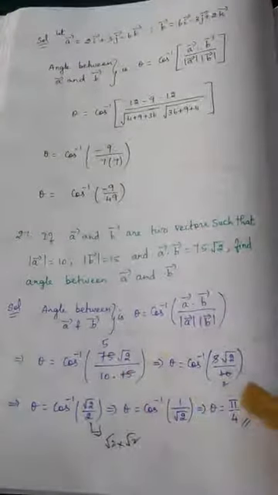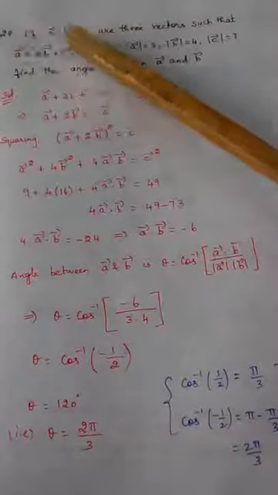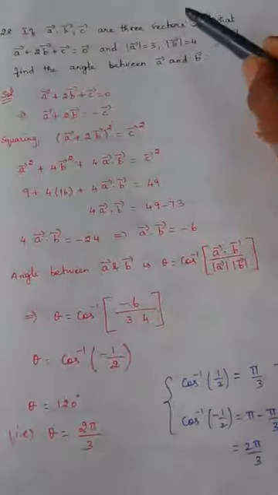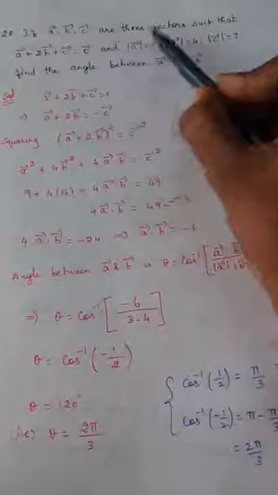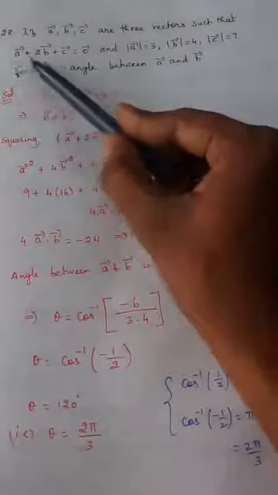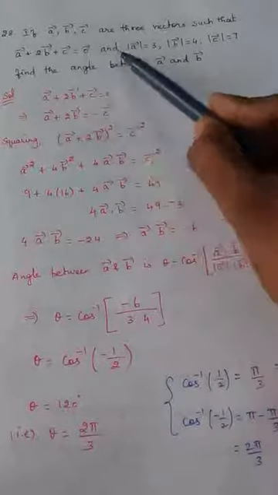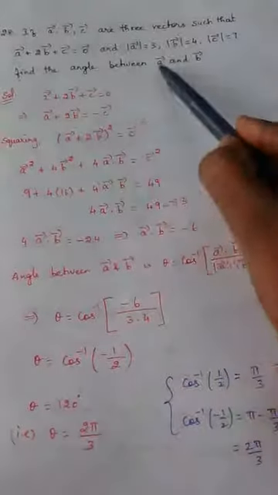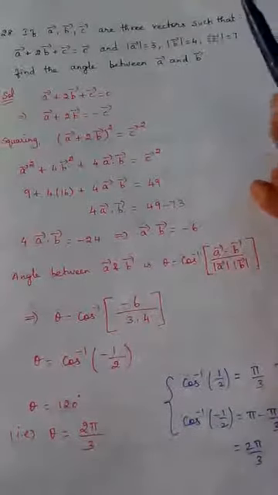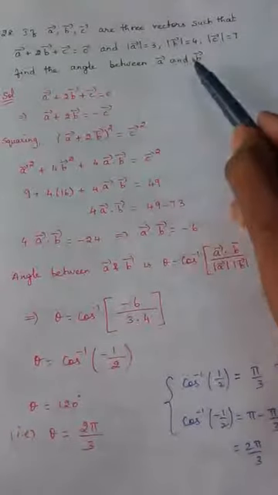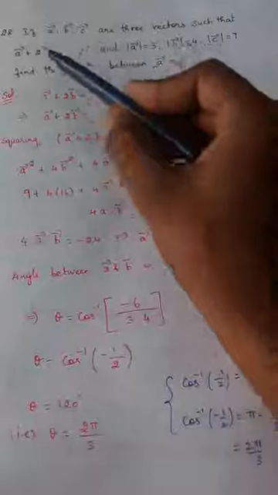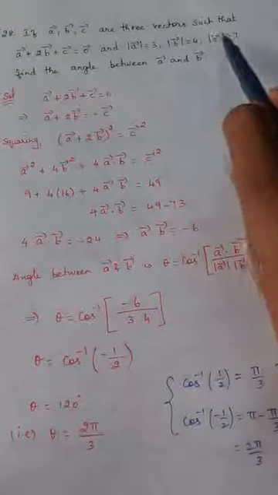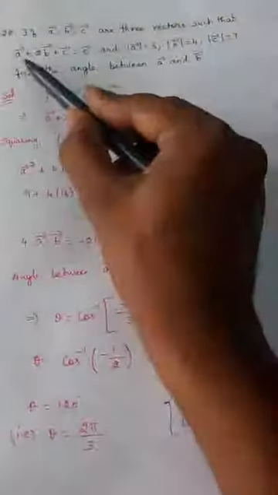Moving on to the next sum, problem number 28. If A vector, B vector, C vector are three vectors such that A vector plus 2B vector plus C vector equals 0, and modulus A vector, modulus B vector, modulus C vector values are given, find the angle between A vector and B vector. So in this problem also we are going to find the angle between A vector and B vector, but the given data is different. It is given that if we add these three, the answer is the 0 vector, and the modulus of each vector is given. So first we are starting from this condition.